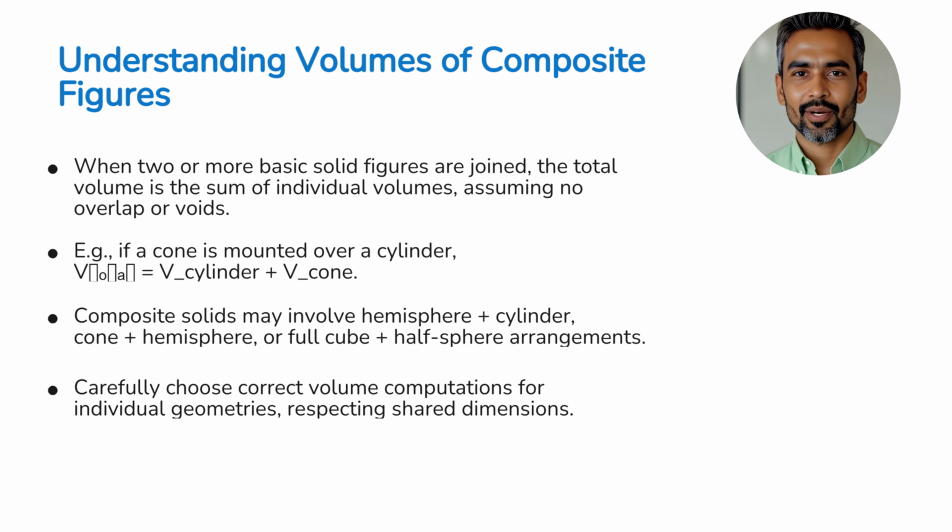In real life and in problems, these combinations get interesting. We often see shapes made by joining a hemisphere and a cylinder, a cone and a hemisphere, or even a full cube with half a sphere attached. But to find their volumes correctly, we must carefully pick the right volume formulas for each shape and make sure the dimensions make sense for the parts that fit together.